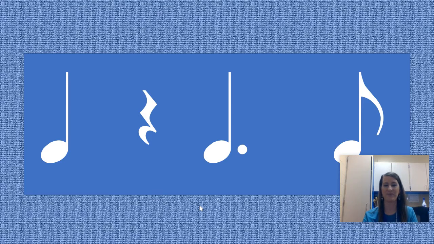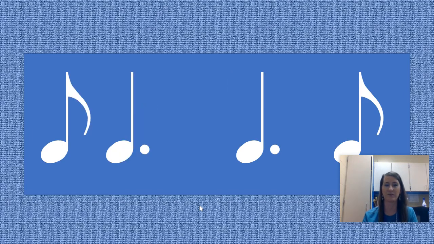Tom T. So that Tom T gets two counts, just like the T-Tom got two counts. All right, let's go back to this T-Tom. Oh, and we have a Tom T in the same measure. Ready, go. T-Tom, Tom T, T-Tom, Tom T, T-Tom, Tom T, T-Tom, Tom T.